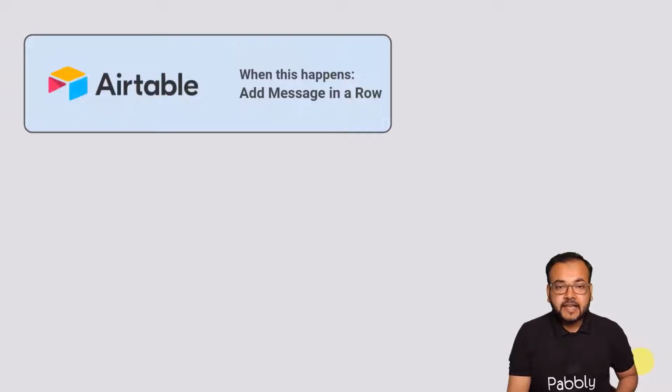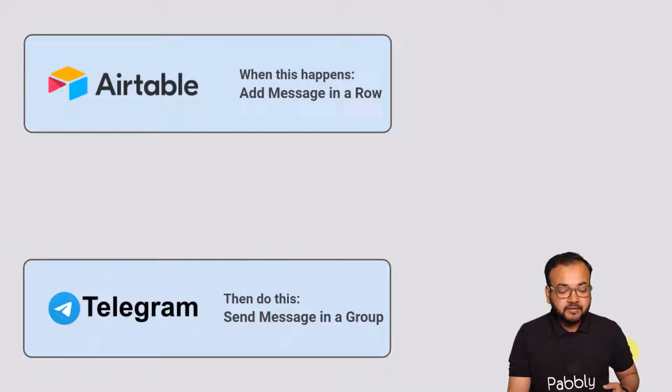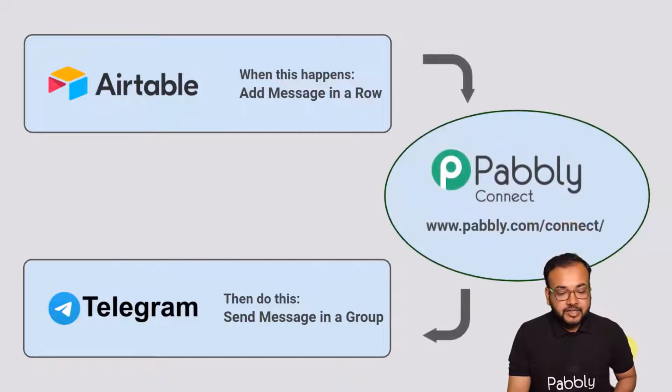The flow of this automation is going to look like this. As and when you enter a message in a row in a table that you have in Airtable, the same message will be delivered automatically in a group that you have in Telegram. Okay, so to make this happen, we are using Pabbly Connect, which is an integration and automation tool. And the best part of setting up this automation is that you will not require any coding skills or programming knowledge. So anyone can set up this automation very easily. So now let's set up this automation together.